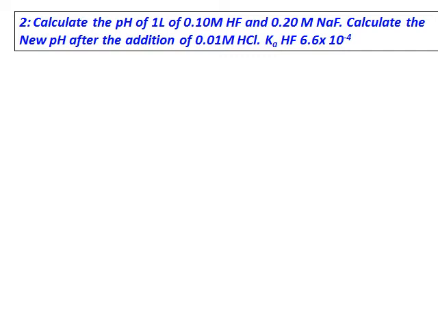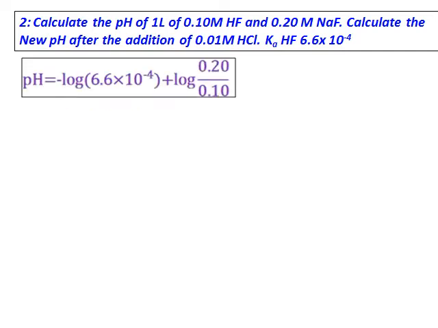The first part of the question is simple, just a direct application of the Henderson-Hasselbalch equation. Write down the Henderson-Hasselbalch equation, substitute the value of F minus, that is 0.20, substitute the value of HF, that is 0.10, and I get the value of pH as 3.5.